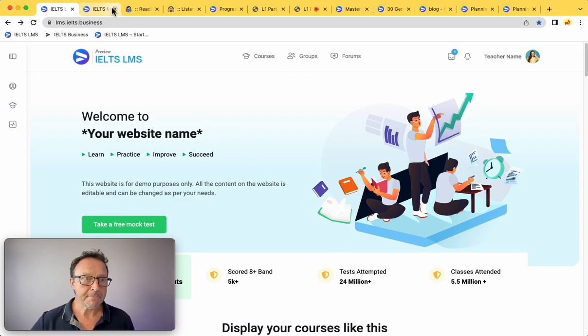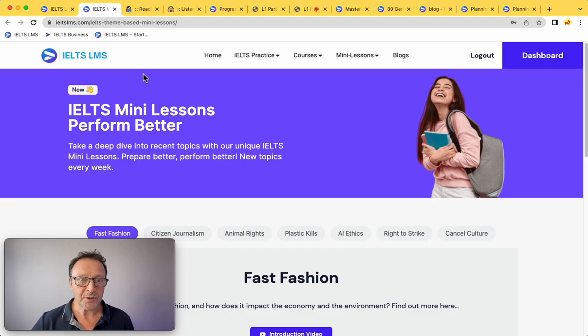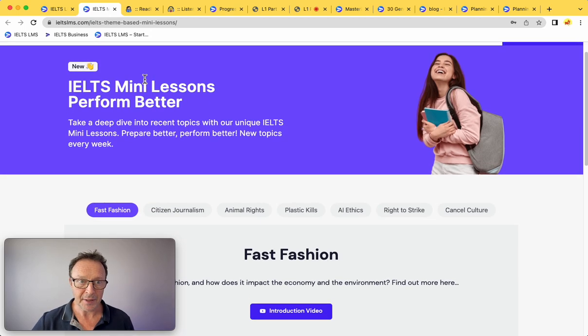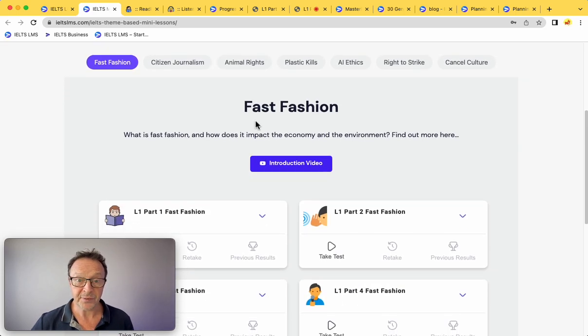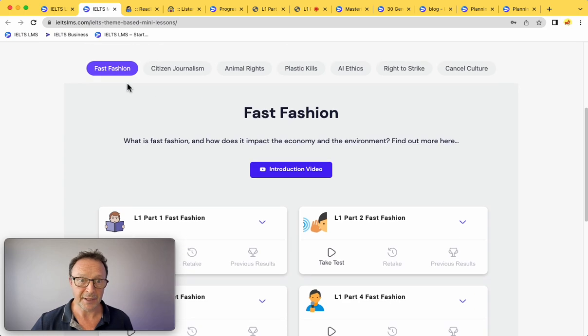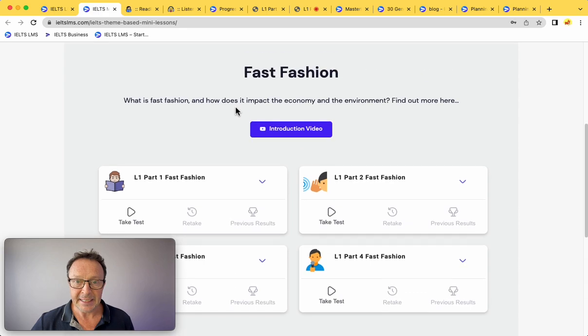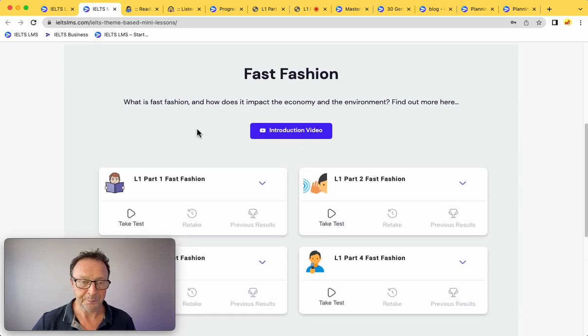So, as I mentioned, we're going to use the mini lessons for this. These are lessons that I write every week, I try and do one every week, and they focus on a certain topic, a certain theme. So they're perfect for hybrid learning. What we're going to look at this week, the first one, I'm just going to look at the fast fashion. Okay, we've got a bunch of them down here at the moment. There's another one coming this week. And here is one on fast fashion.